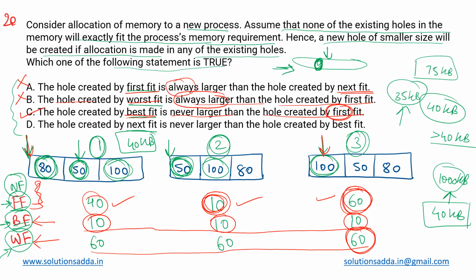Now coming to the last, hole created by next fit is never larger than the hole created by best fit. Now here we will consider next fit to be the same as first fit. So as you can see in the cases 1 and 3, it is larger than that created by best fit. So this is also incorrect. So the only true statement that we have here is C, the third option.